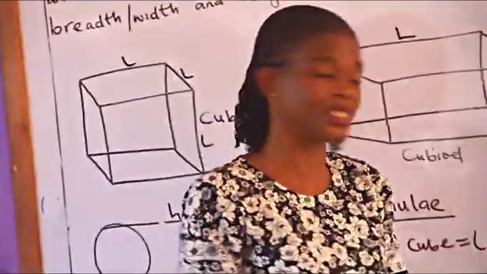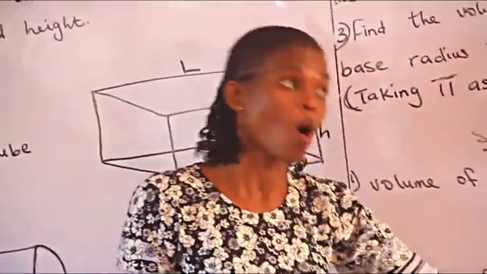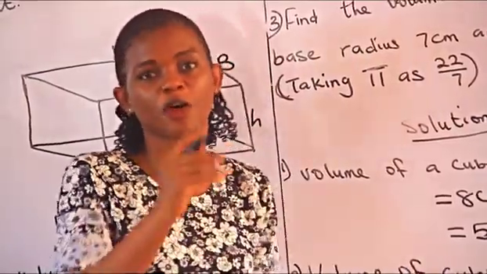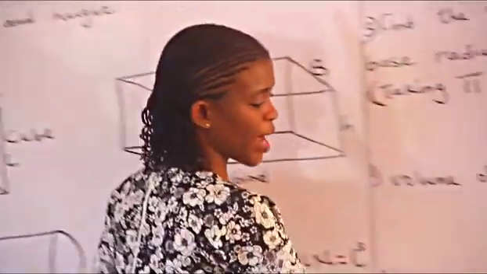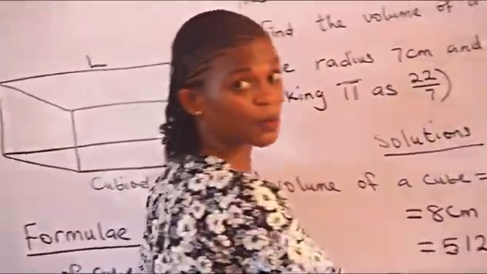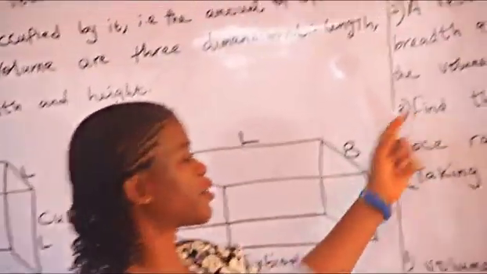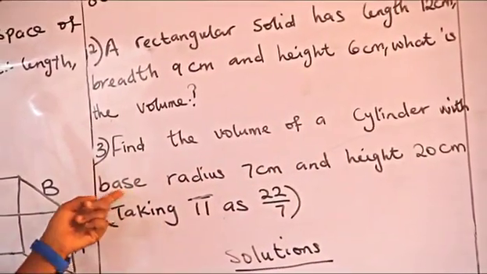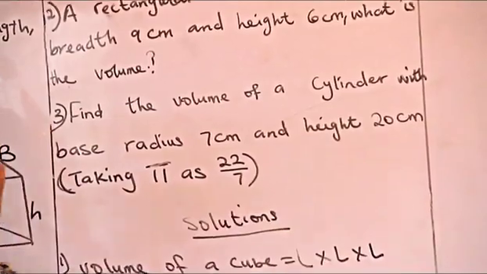We should always take note that our volumes' units always end with a cube. Whether it is in meter or in centimeter, we should always put the cube because volumes always deal with cube. It is 3-dimensional. That is why we have our centimeter multiplied by centimeter multiplied by centimeter to give us centimeter cube. Number 3. Find the volume of a cylinder with base radius 7 centimeter and height 20 centimeter.